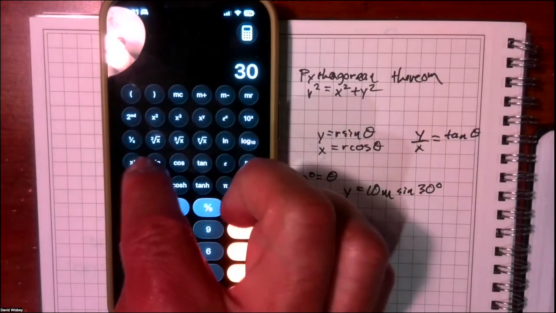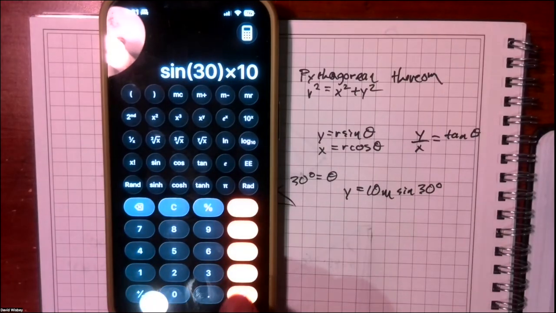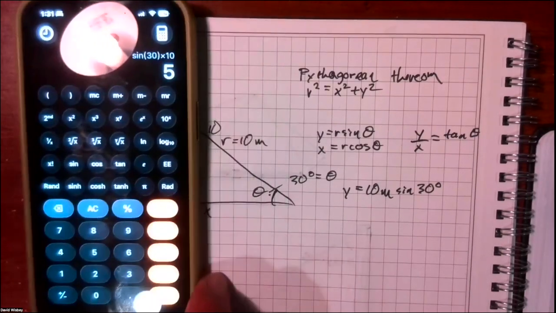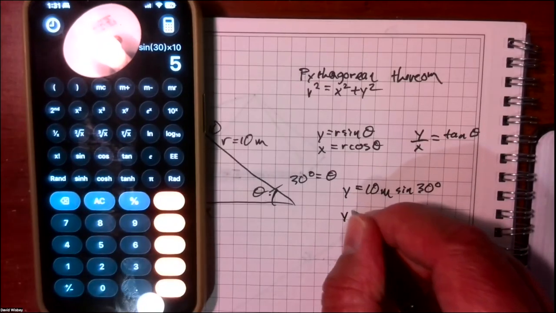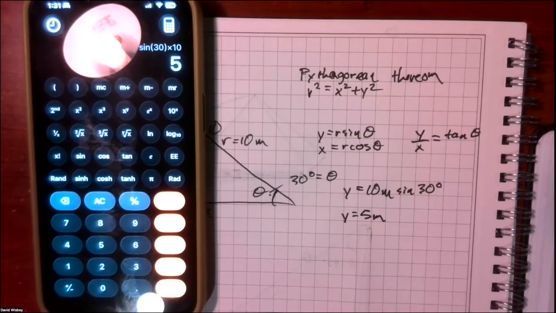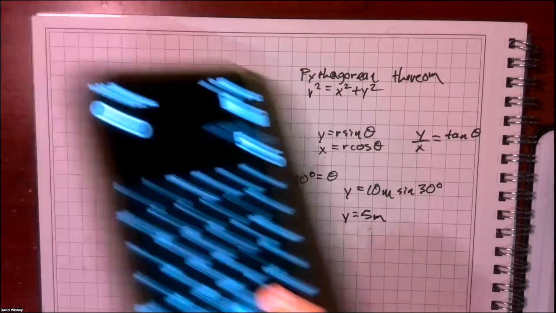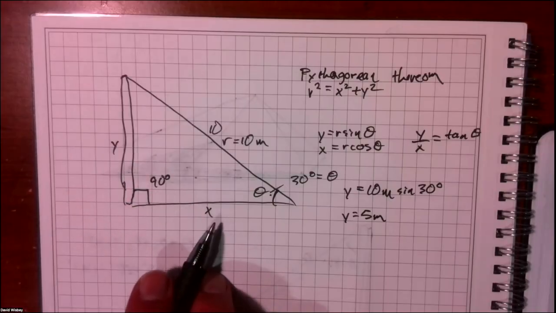So we'll say sine of that times our hypotenuse, 10. Right? And that's going to give us 5. So that says that y equals 5 meters. That was over here, the opposite side. Now I want to get the adjacent side.